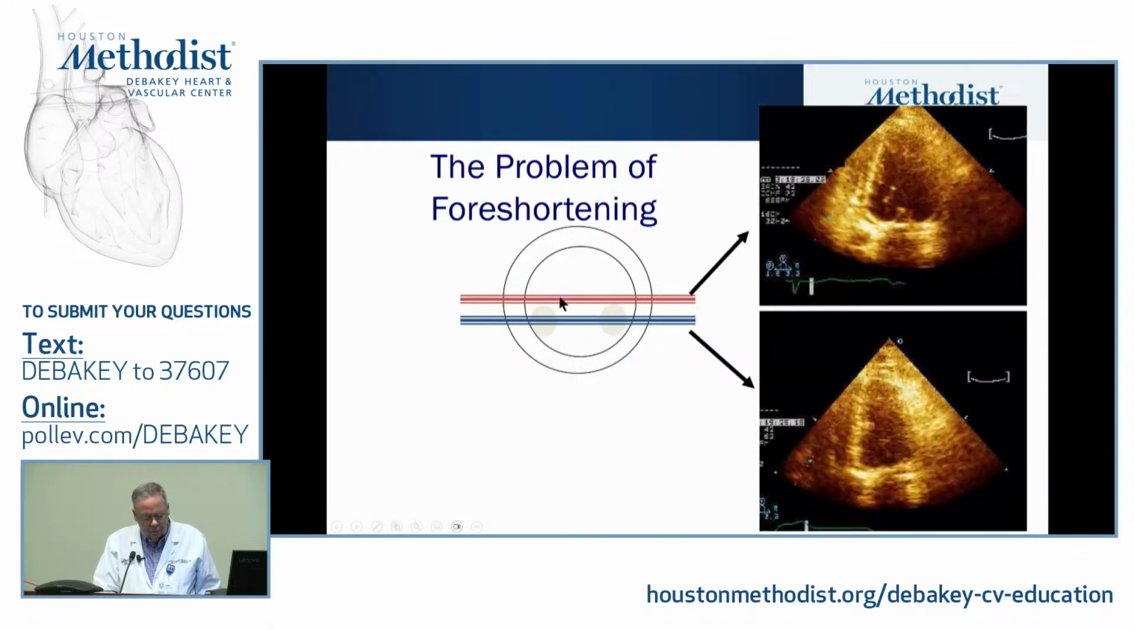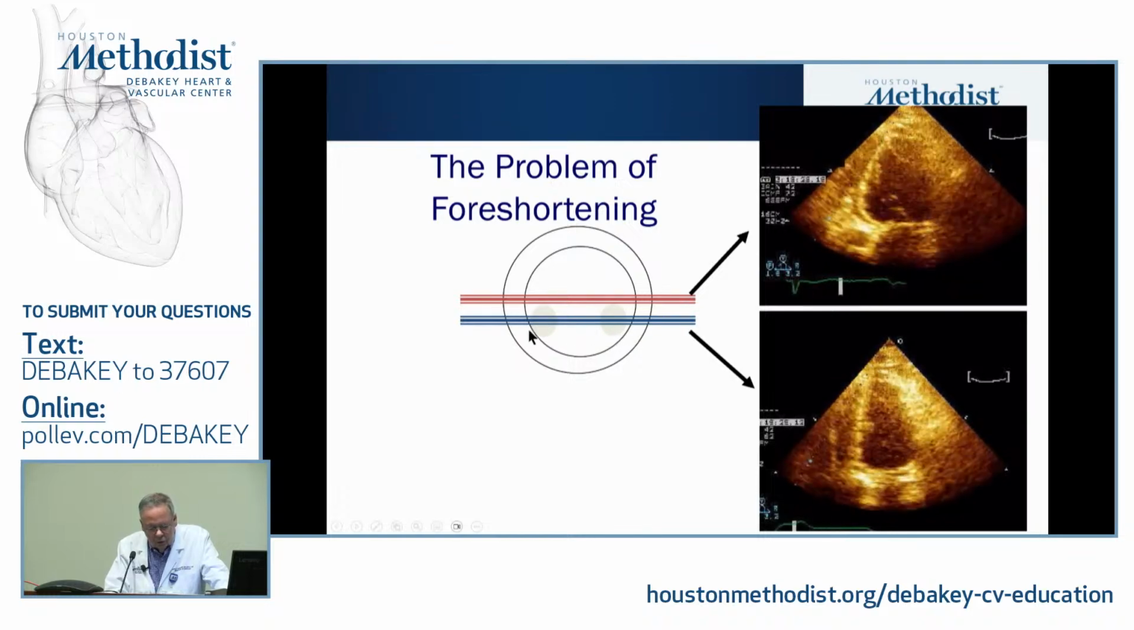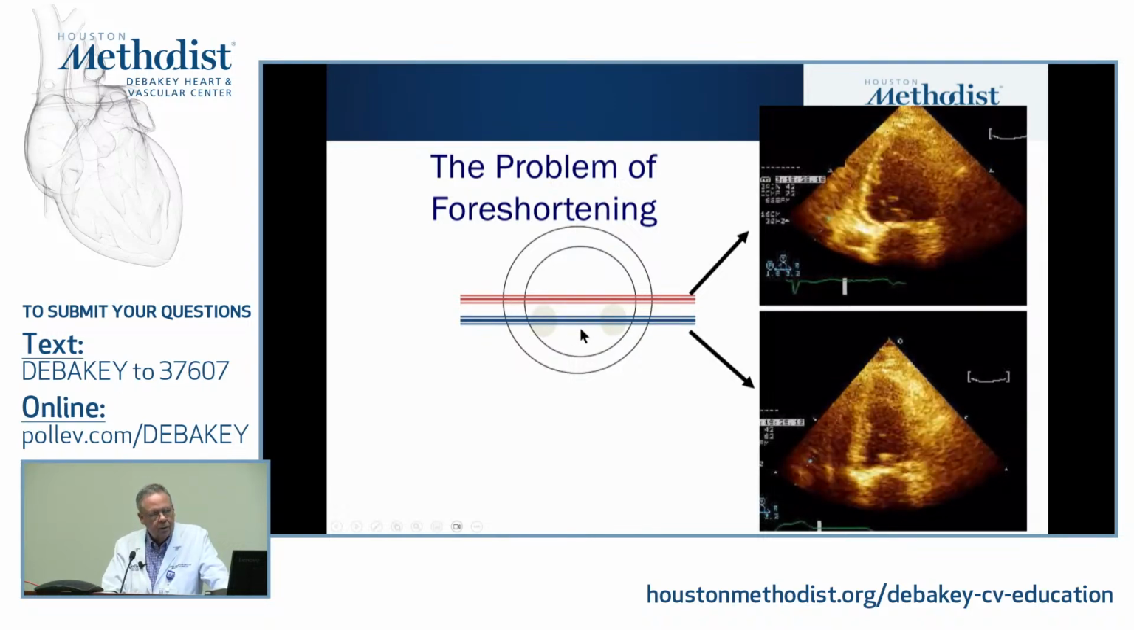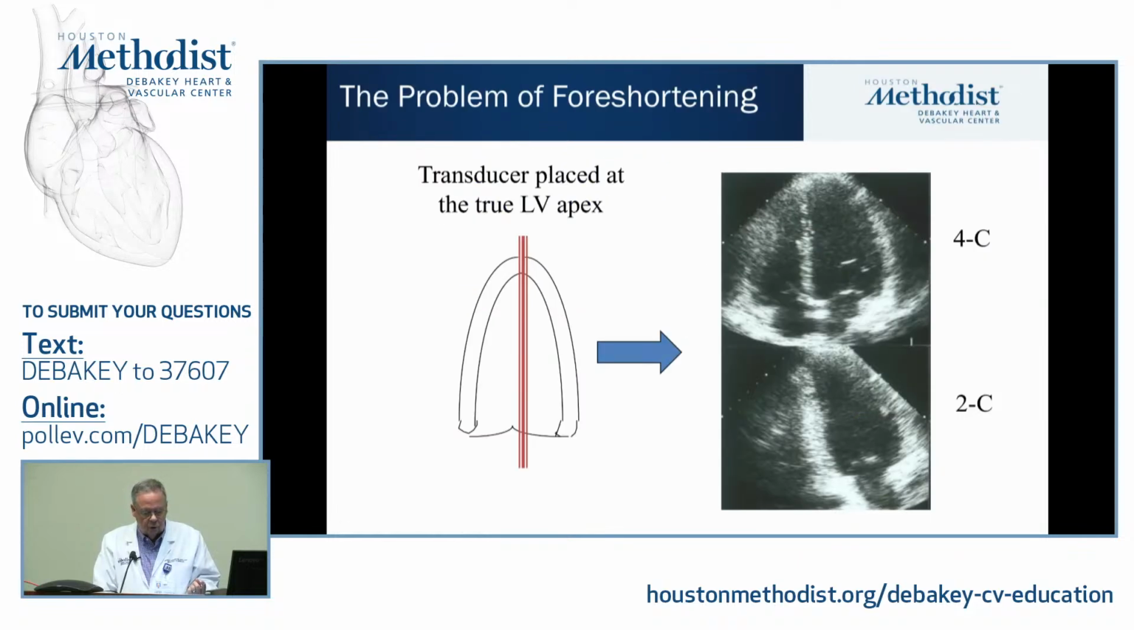If you go off to the sides, now you're making the heart smaller, and the same degree of wall motion now relatively looks like a much better shortening fraction because the walls are closer together, and then you get something like this. Now, in addition, the other place where foreshortening is very common is the apical views, because you would like to have the transducer right at the apex of the LV.